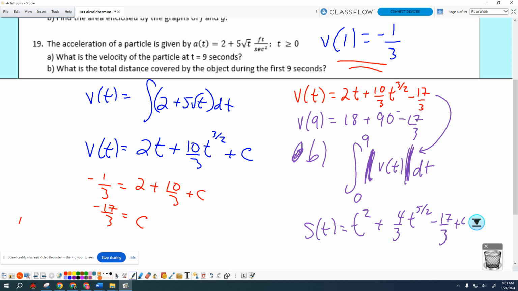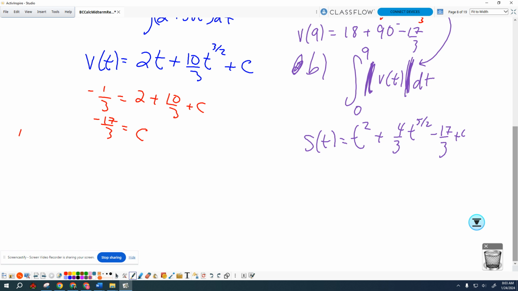So I need to fix my typos again. Oh wait, if you plugged in 0 through 9, you said C would go away. How would C? Because v of 9 minus v of 0, that would have had the plus c, this would have been minus plus c, so then it goes away.